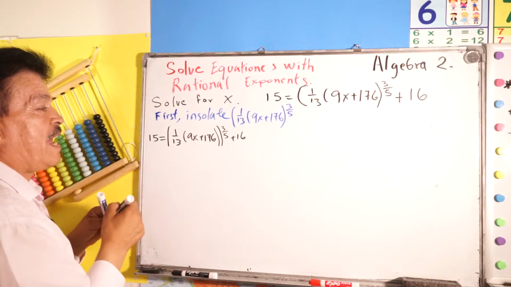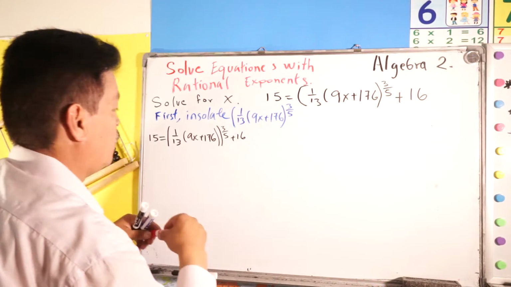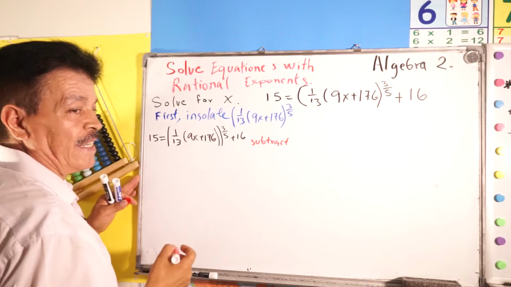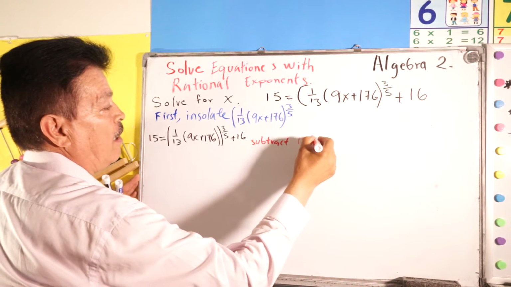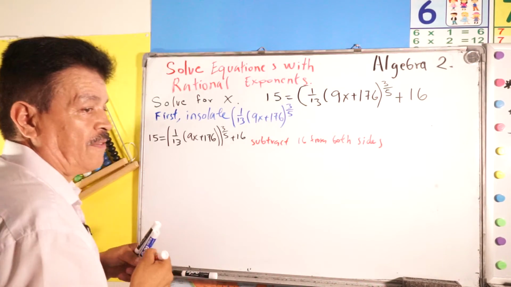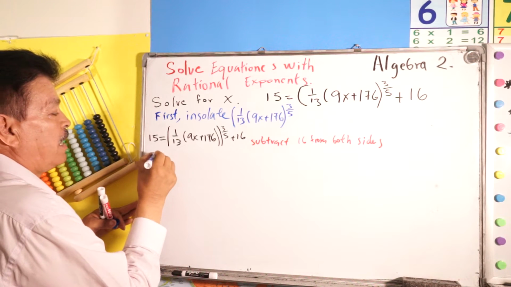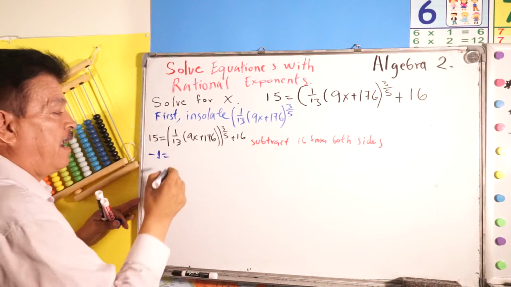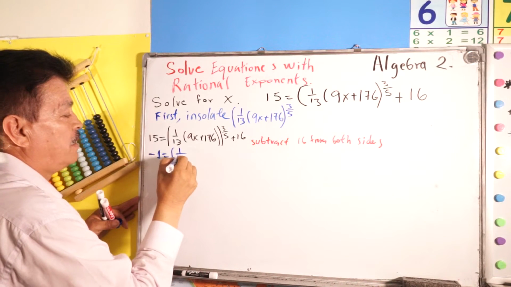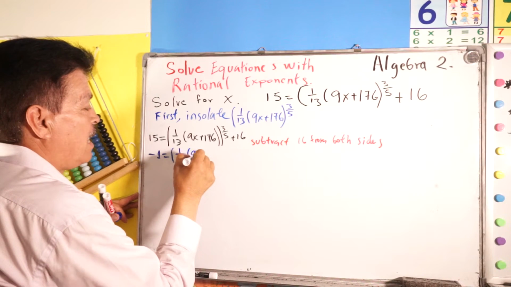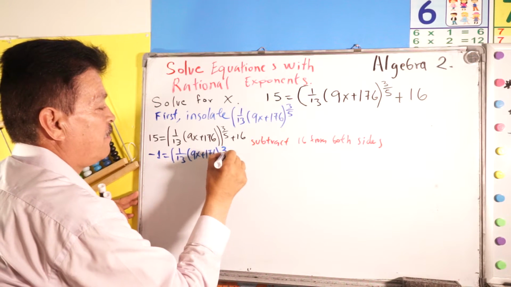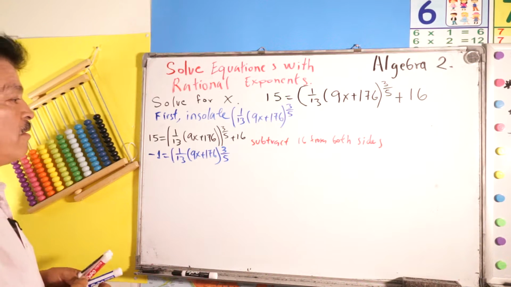Now subtract 16 from both sides. If you subtract 16 from both sides, you will have negative 1 equals 1/3 times (9x plus 17) to the 3/5 power. All right? So now the next step.